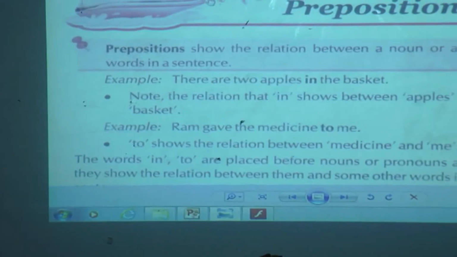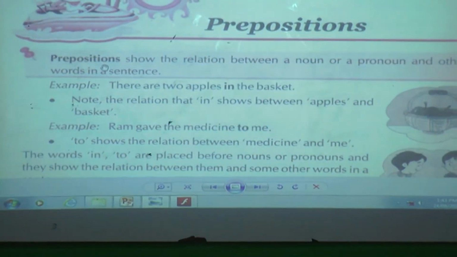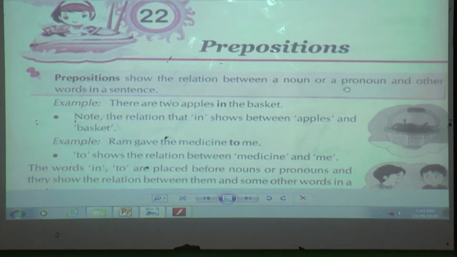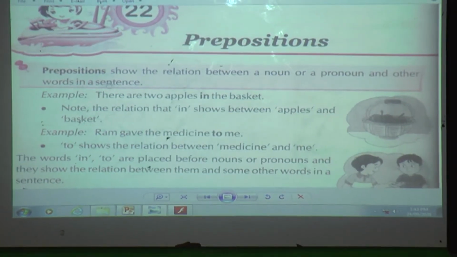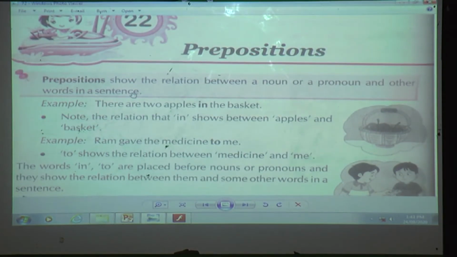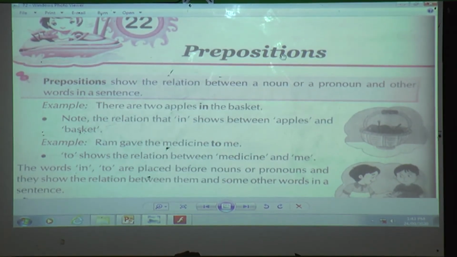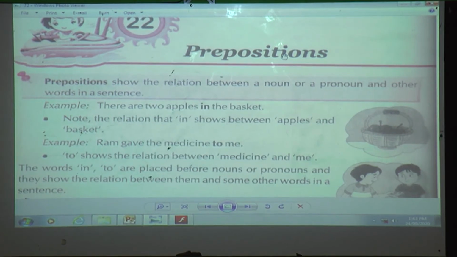So in the last session we started with our lesson number 22, that is prepositions, and we finished a part of it. Let's have a recap. What are prepositions? Prepositions show the relation between a noun or a pronoun and other words in a sentence. So in the last session, what did we finish, students? Yes, we finished preposition part 1. Today we are going to see part 2. Again I'll repeat the definition: a preposition shows the relation between a noun or a pronoun and other words in a sentence.